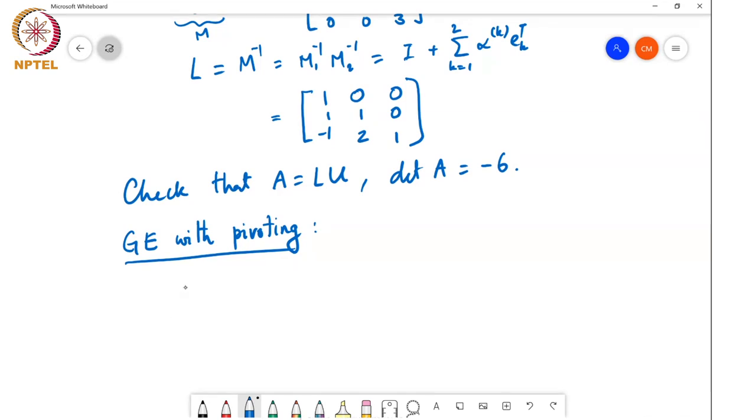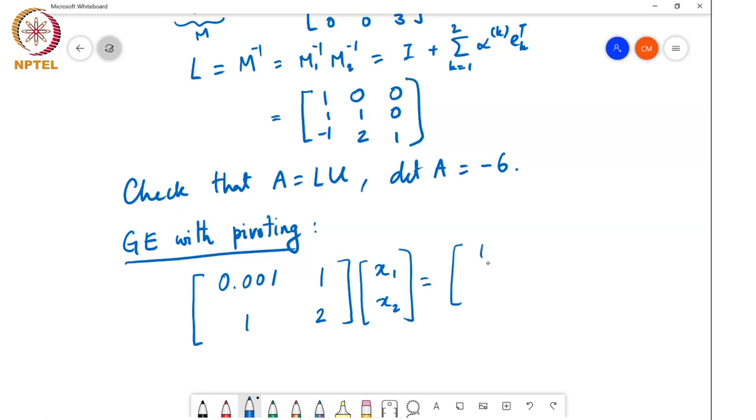So suppose I had a system of equations with matrix 0.001, 1, 1, and 2, this times x1, x2 is equal to 1, 3. Okay, suppose I wanted to solve this.